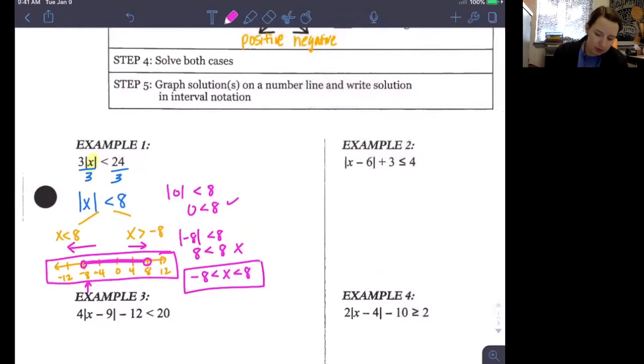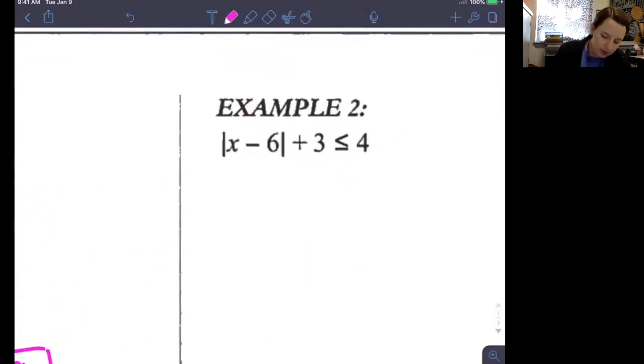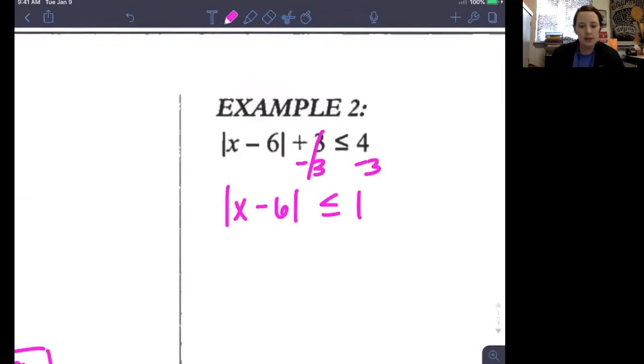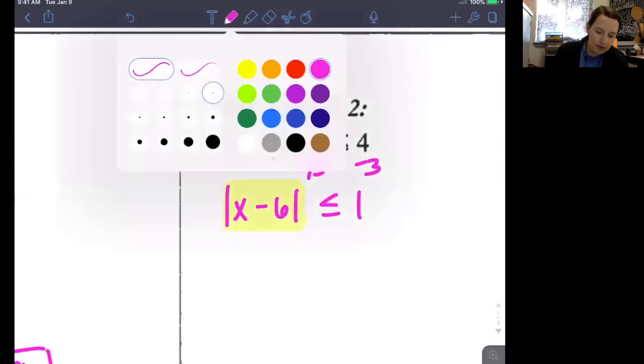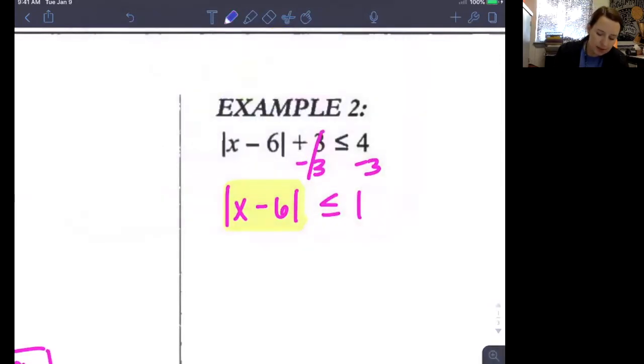Okay, example 2, I'm going to subtract 3 to isolate my absolute value. So absolute value of x minus 6 is less than or equal to 1. So now that my absolute value is isolated, I'm going to check, do I have a negative or a 0 on the right side? No, I don't. So I'm able to, at this point, split it into my 2 cases.